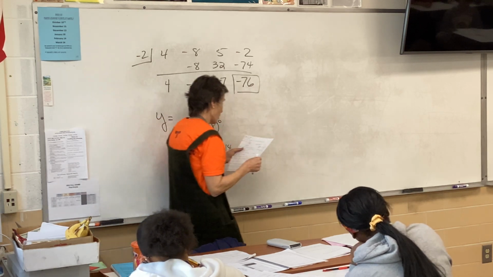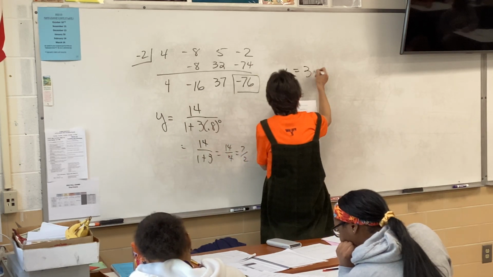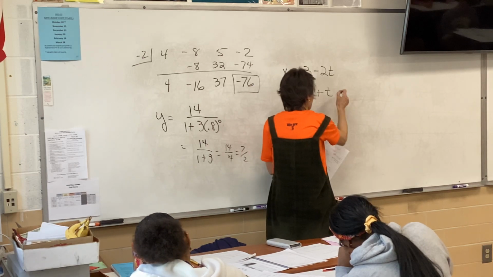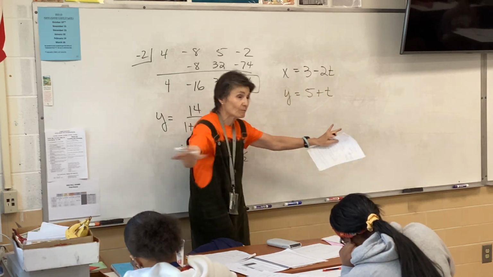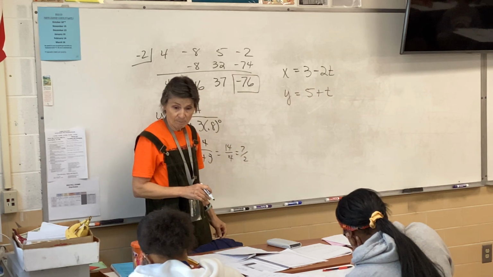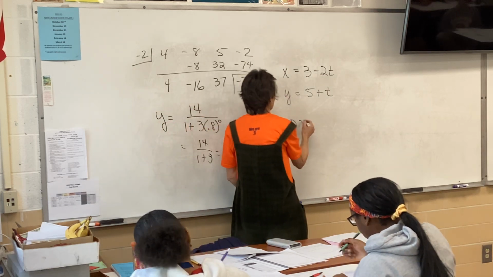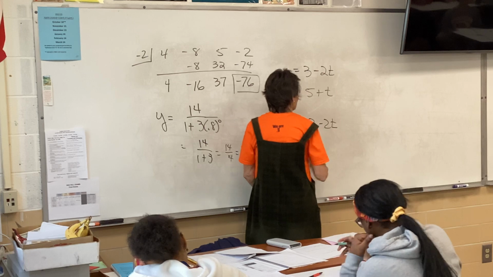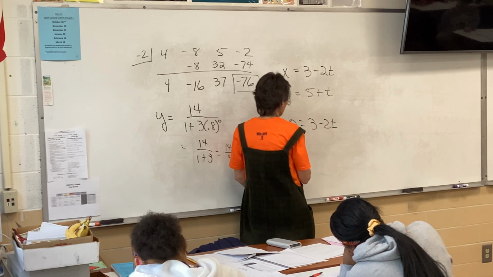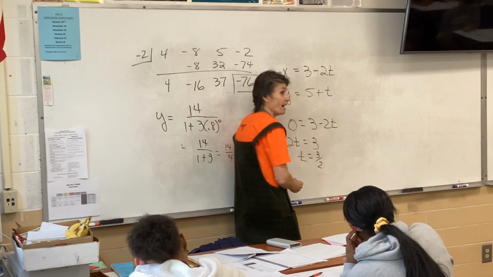Now the next one, B, still same directions, find the y-intercept. How did you tell me we were going to find a y-intercept? Always, always, always, every time. How do we find a y-intercept? We let x be 0. So if we let x be 0, then that's going to give me a t value of 3 halves.